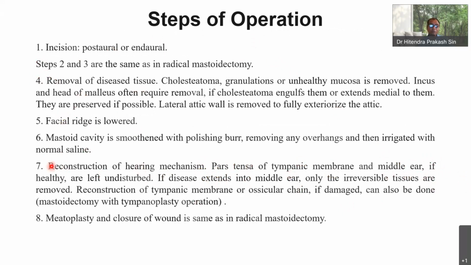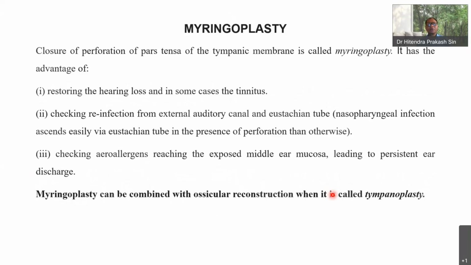We do not remove all of the ossicular chain. We do not close the aditus orifice. We try to open it up. We only remove the cholesteatoma, granulation, and healthy mucosa. Okay, and meatoplasty and closure of wound is same as in the radical mastoidectomy.